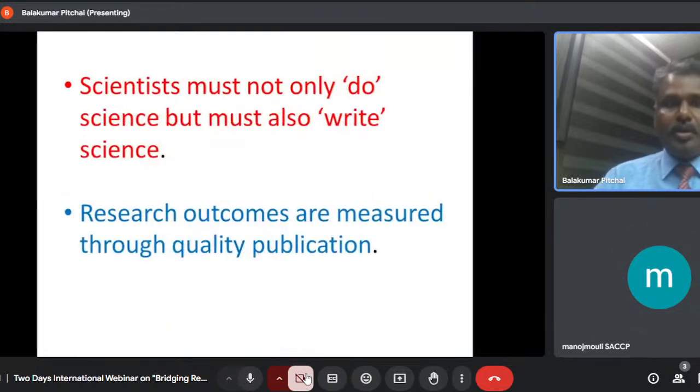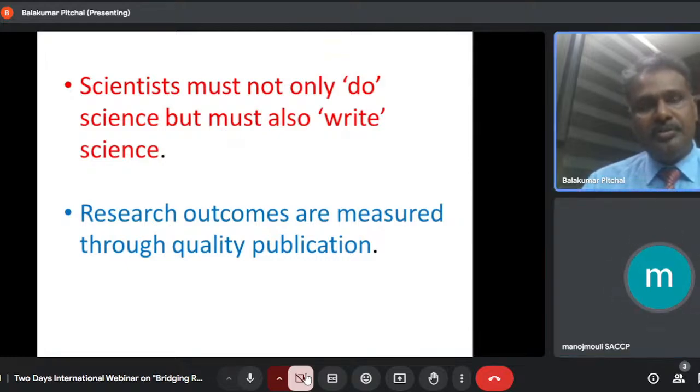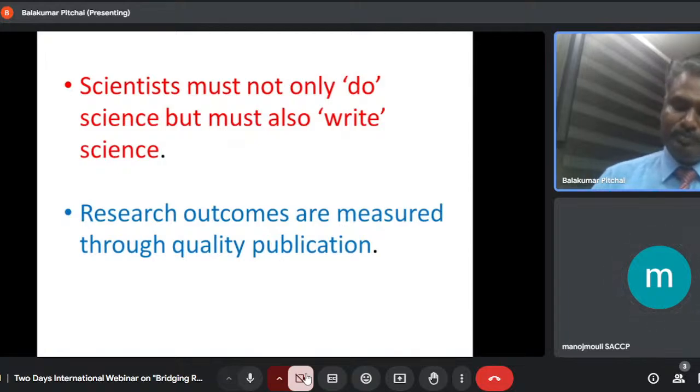Well, scientists must not only do science, but must also write science. You may be a very good researcher, spending overnight in the laboratory. At the end of the day, if you do not publish your paper, that too in an indexed journal, your research is still considered incomplete. You have to have your paper published in indexed journals, because research outcomes are measured through quality publications. What does it mean? Quality publications.